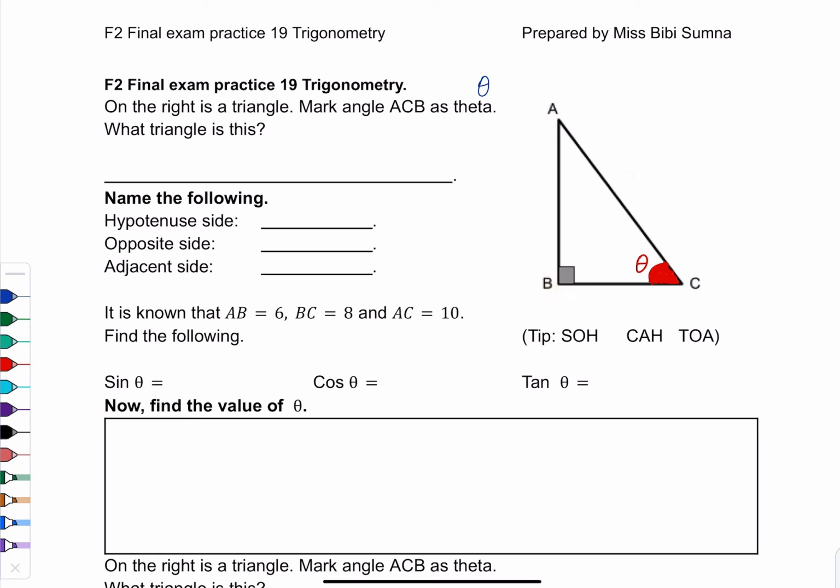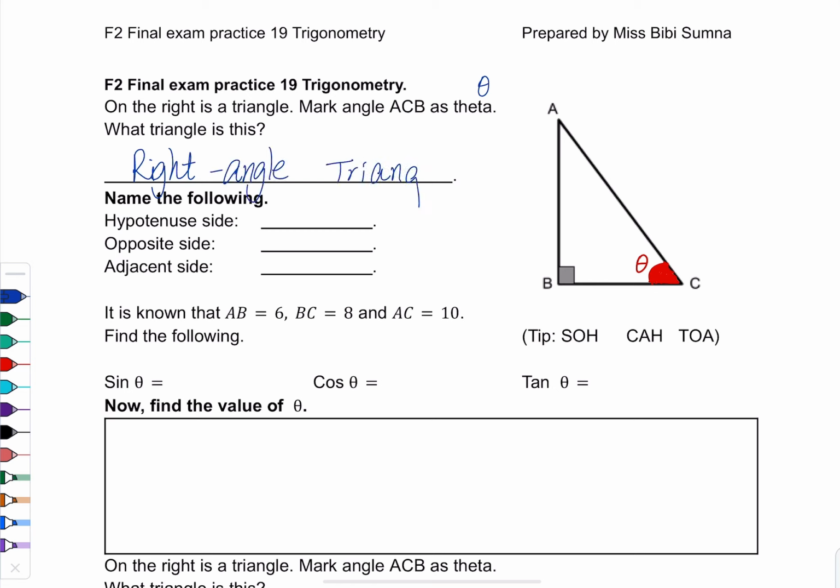Let's not waste space. So this is your right angle triangle. I already told you what triangle this is, because there is a right angle here, 90 degrees here. That's why this is called a right angle triangle.